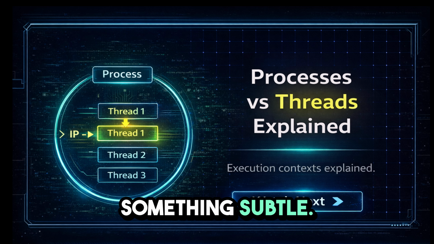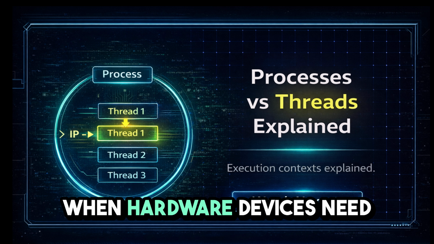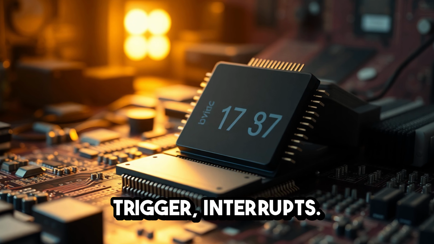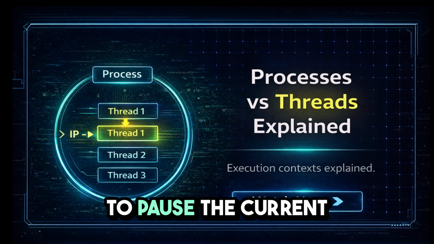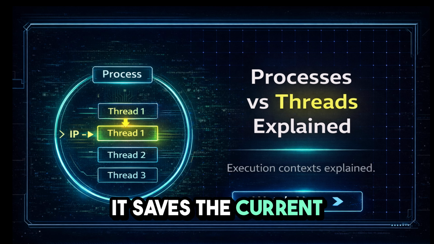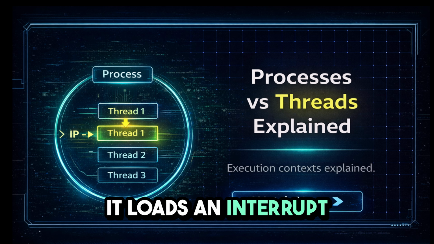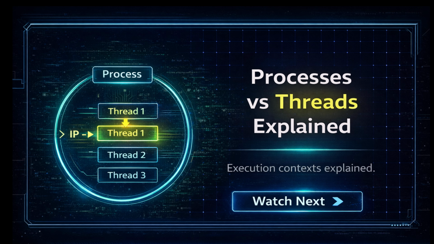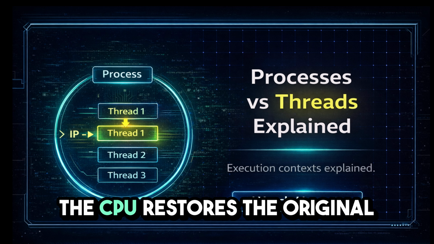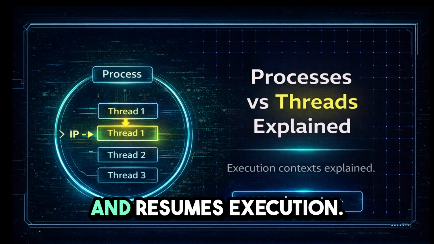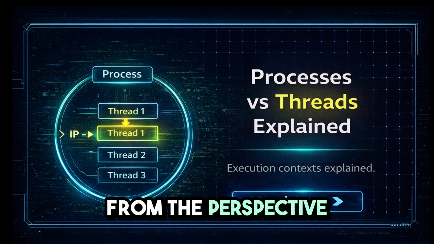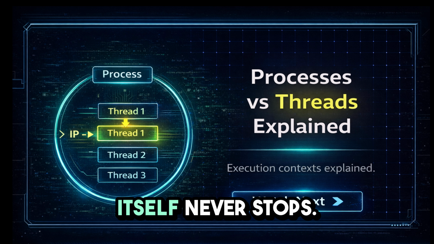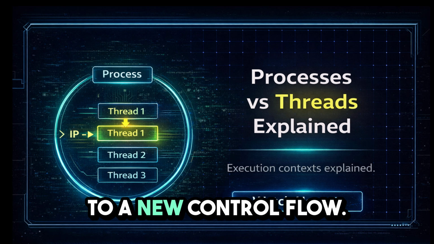Now let's consider something subtle: interrupts. When hardware devices need attention, like a timer or network interface, they trigger interrupts. An interrupt causes the CPU to pause the current instruction stream. It saves the current execution context. It loads an interrupt handler address into the instruction pointer. Then it begins executing interrupt handler code. After the handler finishes, the CPU restores the original instruction pointer and resumes execution. From the perspective of dispatch, the instruction stream was temporarily redirected. But dispatch itself never stops. It simply switches to a new control flow.